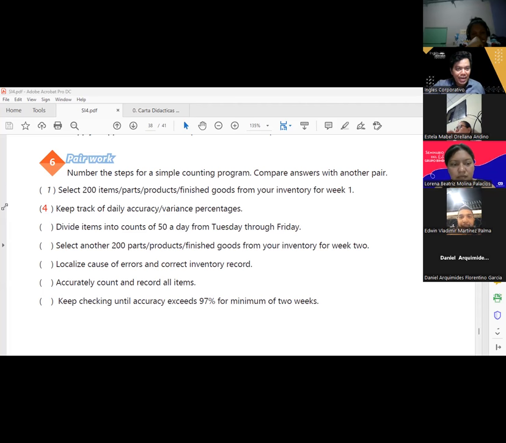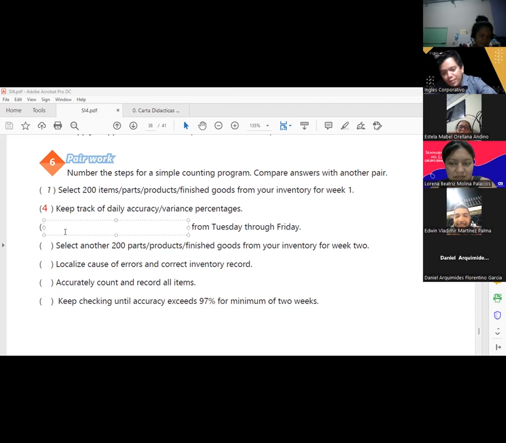Which one, teacher? Divide items into counts of 50 a day from Tuesday through Friday. What number is that according to you and your classmate? Well, we selected number three. We were between number 3 and 5. Okay. You got number 3 over here.